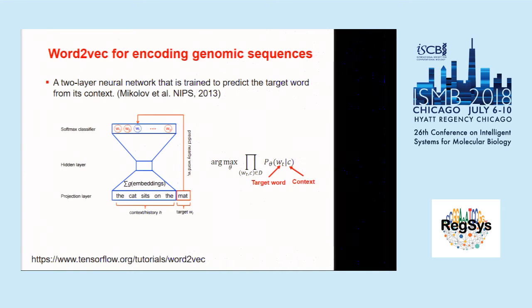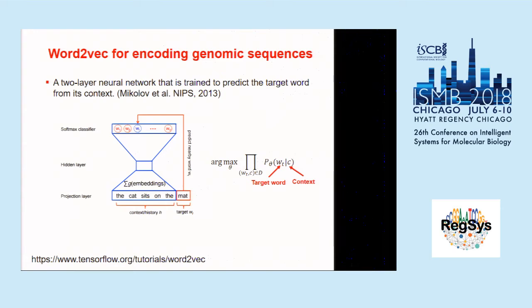For the feature extraction part, we use word2vec to encode genomic sequences. Word2vec is a popular word embedding model in the natural language processing field. It reduces the dimensionality of the words while keeping important information such as the relationship between words. Here I'll briefly introduce the basic idea of this model. It's a 2-layer neural network that is trained to predict the target word from its context.